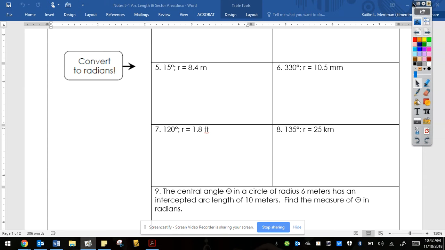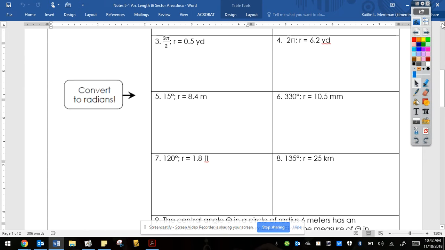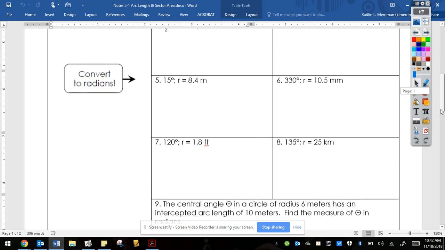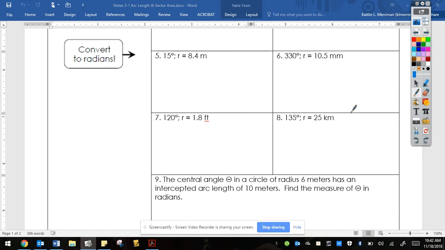If you tried the even ones and submitted your answers, then you should have gotten 11.4 inches for number 2, 39 yards for number 4, then for number 6, you should have gotten 60.5 millimeters, and for number 8, 58.9 kilometers.